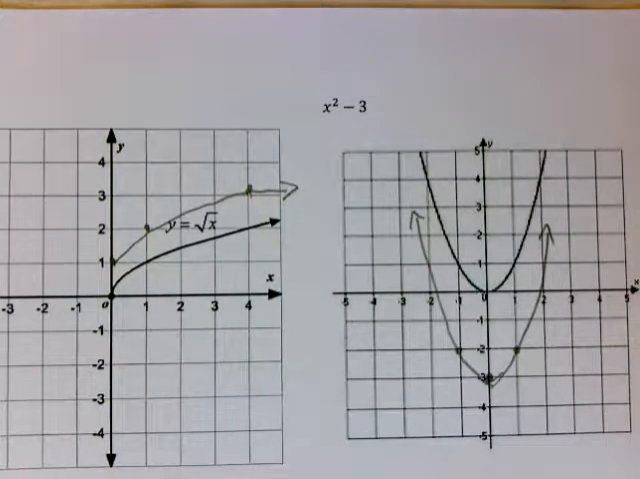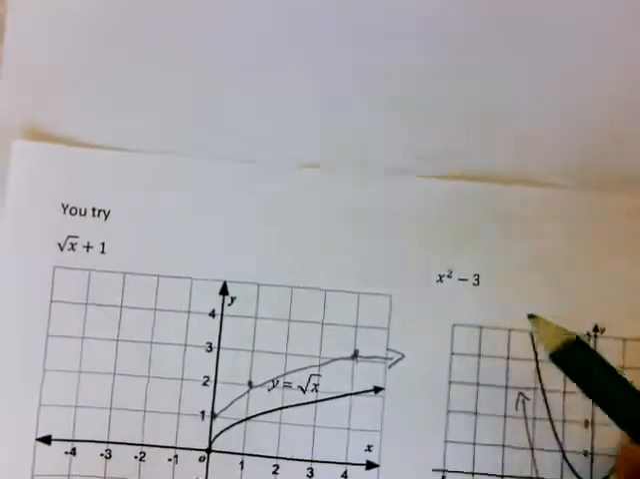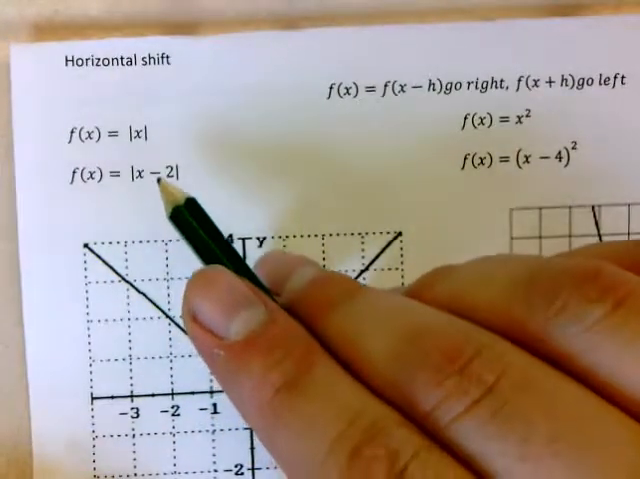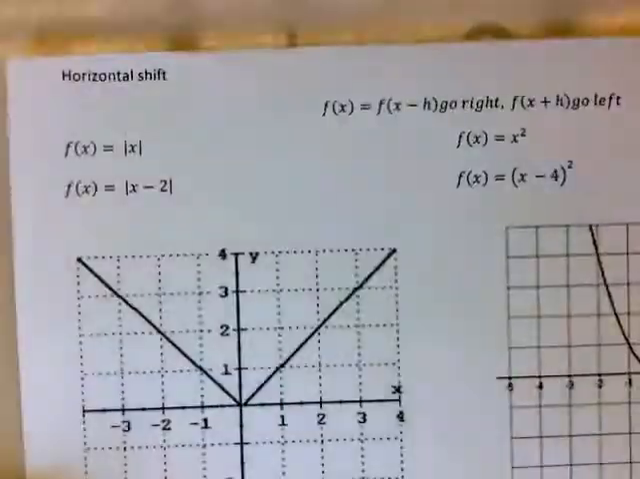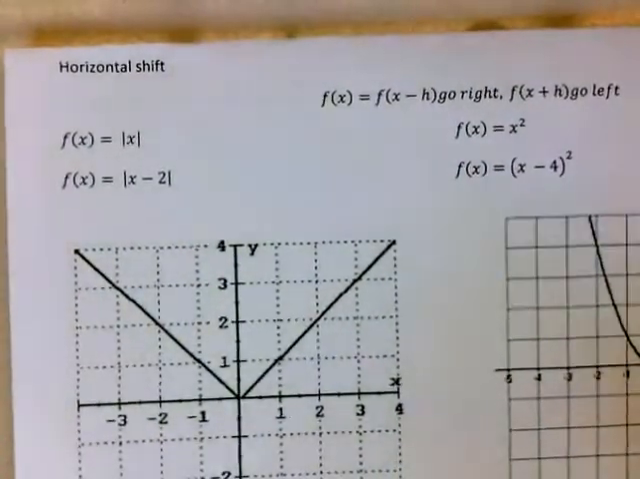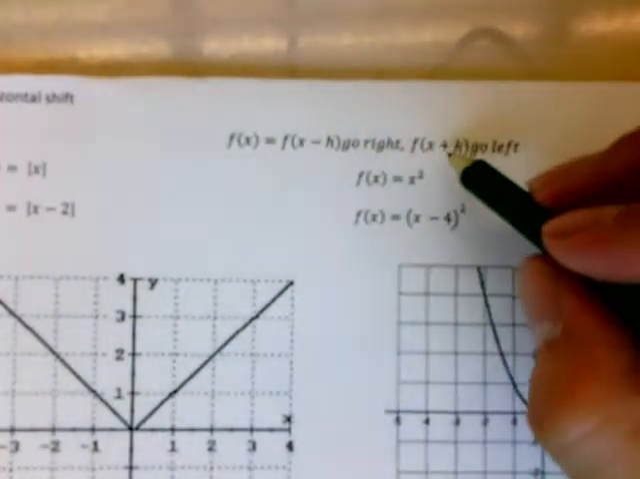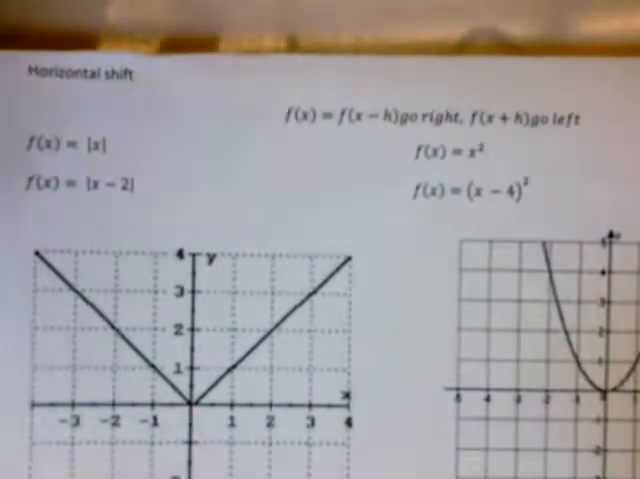Horizontal shifts. You can tell the difference between a vertical shift and a horizontal shift pretty easily. Vertical shifts just add or subtract to the original function. Horizontal shifts go inside, in between the parentheses. See how it went from x squared to x minus 4 squared? This went from x to x minus 2. These are horizontal shifts. When you subtract, you go right. When you add, you go left. Subtract, go right. Add, go left.